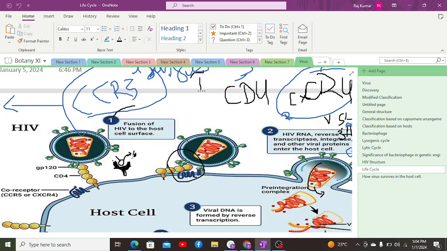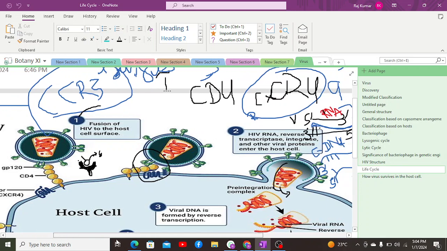Once it is done with that, it will bind with the lipid bilayer of HIV, which means the envelope of HIV will be attached with the lipid bilayer of the host cell. When they bind together, this process is known as fusion. Once fusion has occurred, the HIV enters the cell, just as in a phagocytosis process. Now, as HIV has entered the host cell, the third step is reverse transcription.